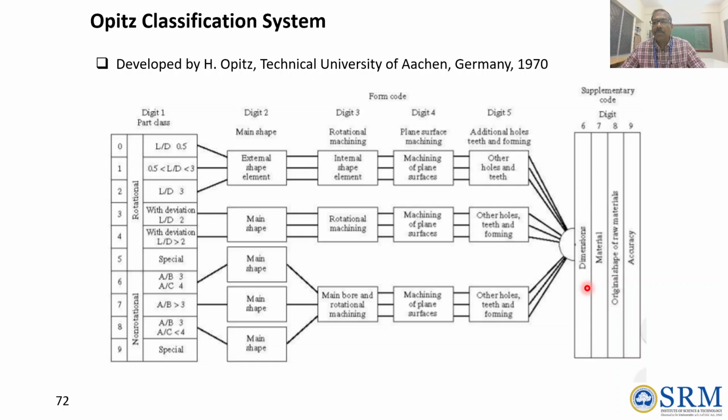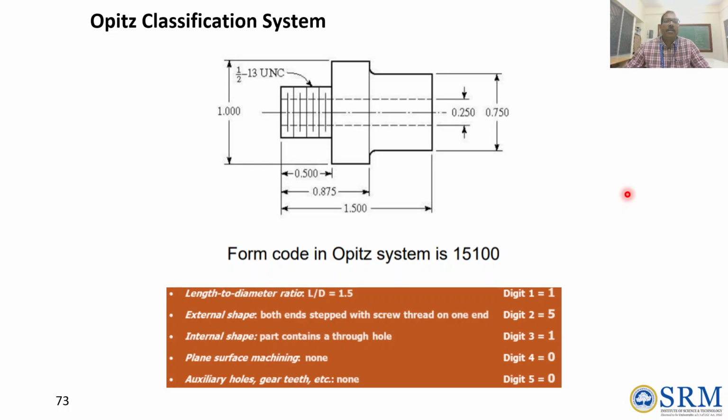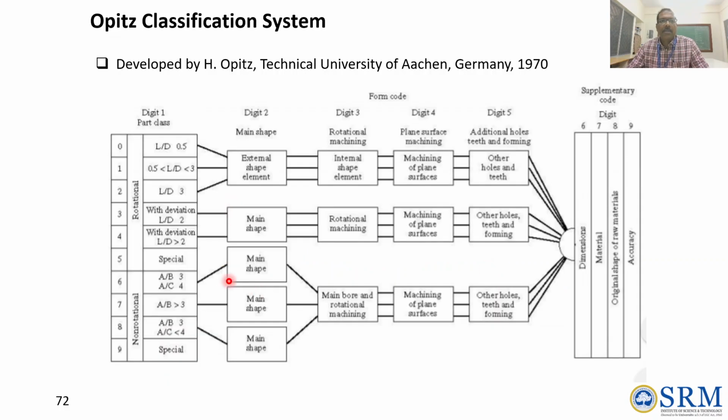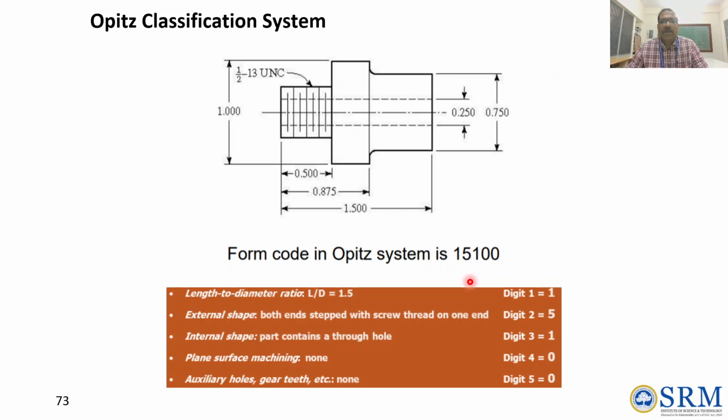Digit 6 represents the dimension, 7 represents the material, 8 represents the original shape of the raw material, and the accuracy we need is represented in digit number 9. So this is an example of OPIT's coding system. There are 5 digits, digits 1, 2, 3, 4, 5, and for this component the code number is given as 15100.